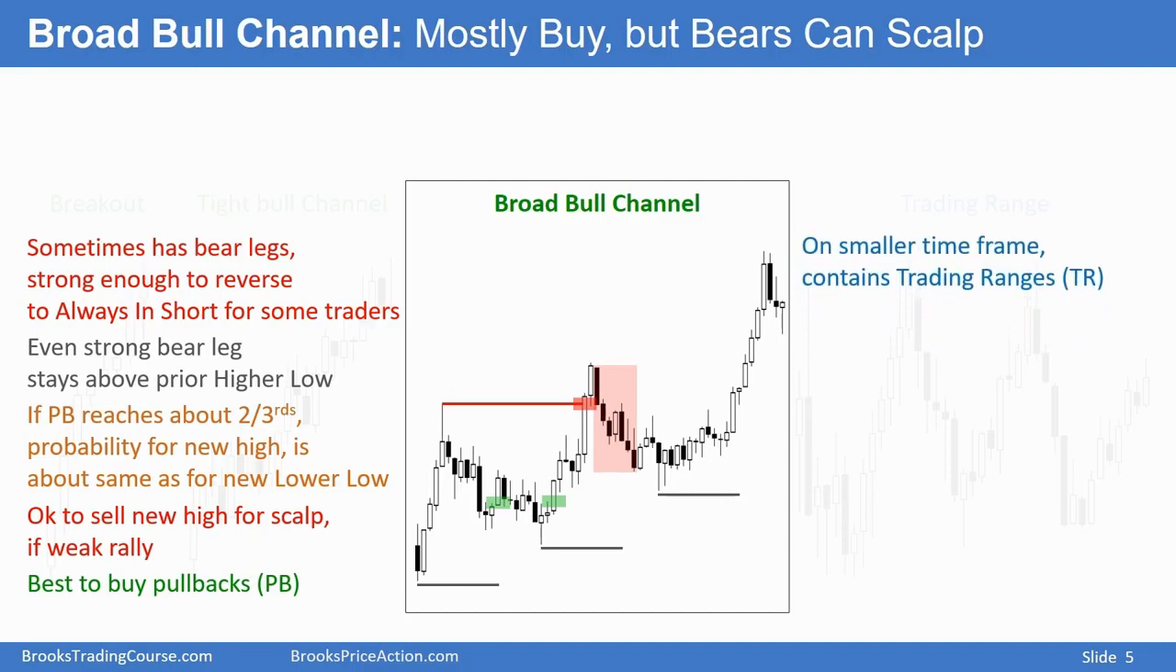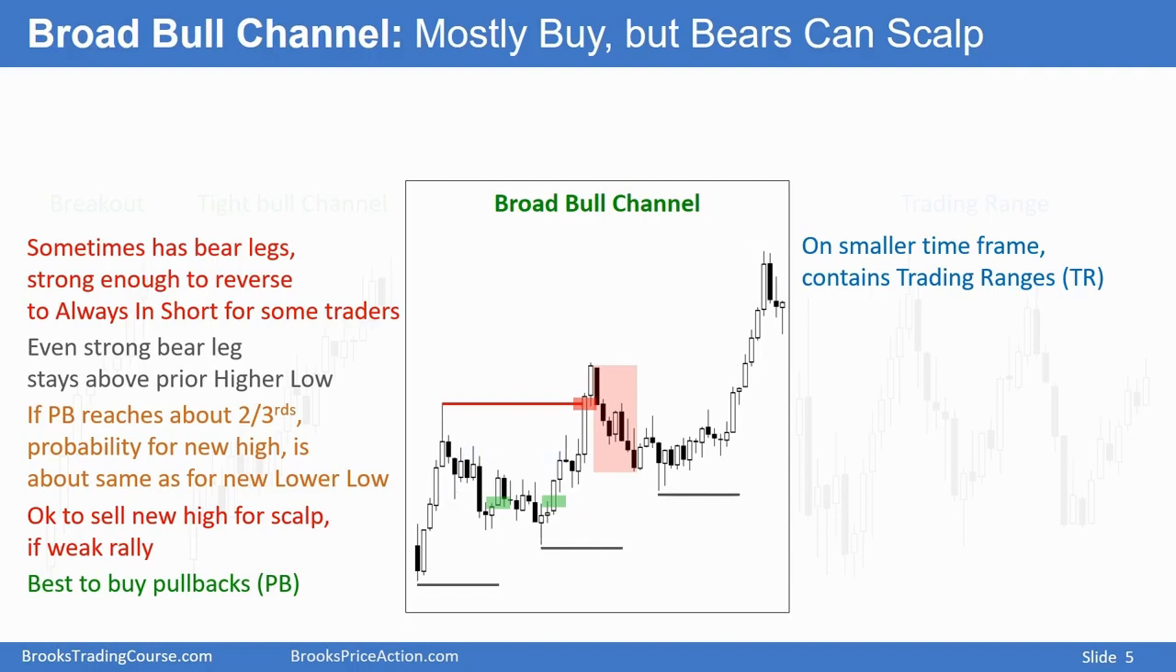On a smaller time frame chart, there are trading ranges. There are often trading ranges on this chart as well. But if this is an hourly chart and you looked at a 5-minute chart, this would be about 15, 20 hours of sideways trading. It would be just a big, big trading range. And the same is true here.